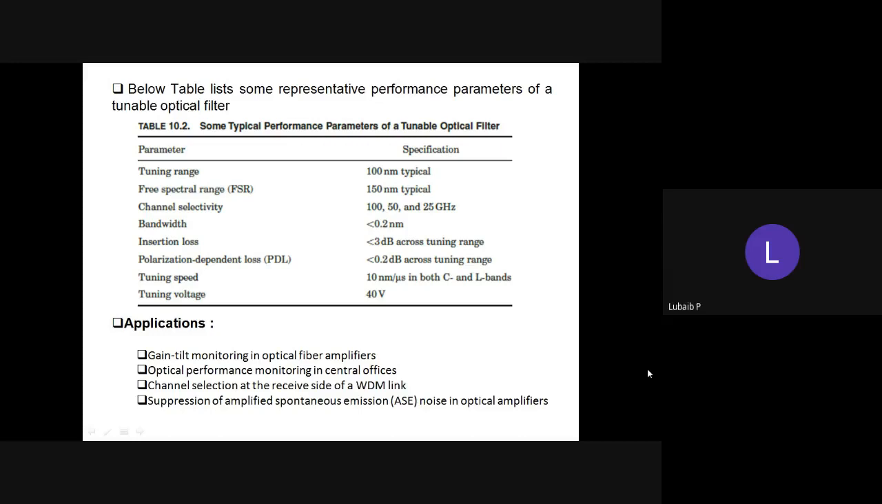Now the applications of these tunable filters: gain tilt monitoring in optical fiber amplifiers, optical performance monitoring in the central offices, channel selection on the receive side of the WDM links, and suppression of amplified spontaneous emission, that is, the noise in optical fibers. So these are the applications.